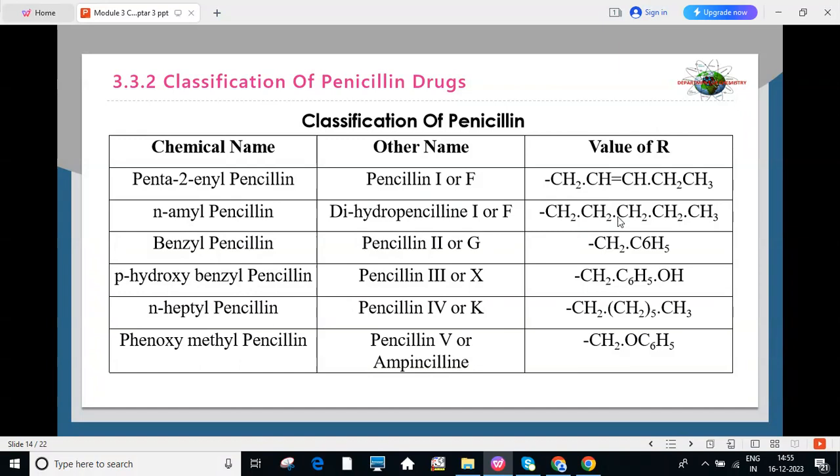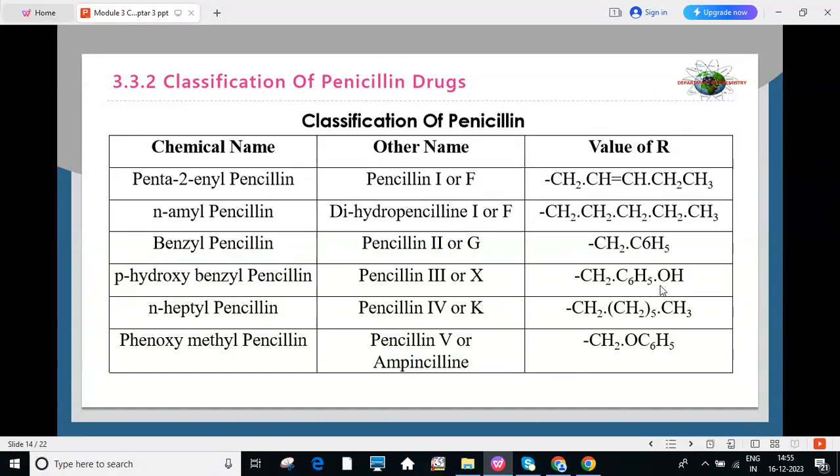Instead of a double bond, it has dihydrogen, so it's called dihydropenicillin 1. The third one is benzyl penicillin, penicillin 2 or G, penicillin G, with CH2 C6H5. Parahydroxybenzyl penicillin is penicillin 3 or X.